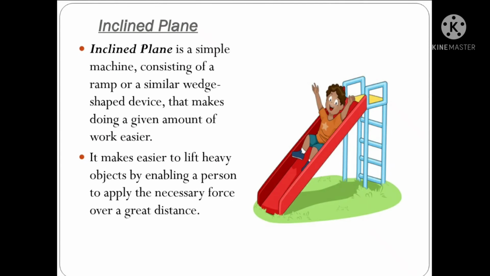Inclined plane. An inclined plane is a simple machine consisting of a ramp or a similar wedge-shaped device that makes doing a given amount of work easier. It makes it easier to lift heavy objects by enabling a person to apply the necessary force over a great distance. A gentle slope of a hill or a playground slide are also examples of an inclined plane.